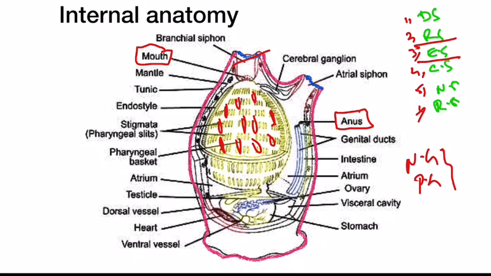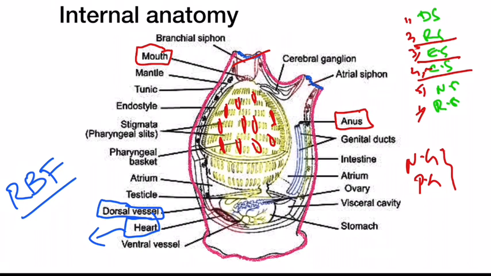Then the circulatory system. The primary organ of the circulatory system is the heart. The heart is covered by the pericardium, and the heart has one dorsal vessel and also a ventral vessel. With the help of this dorsal vessel and ventral vessel, the blood is collected and distributed into the body organs. A peculiar character is observed in the circulatory system of Herdmania, called reversal blood flow. Reversal blood flow is observed in the circulation of Herdmania. We are going to study all these physiological systems in detail.